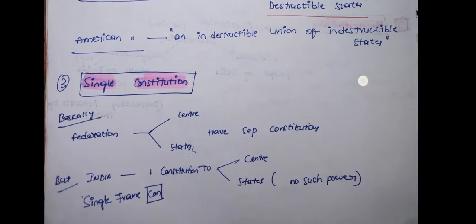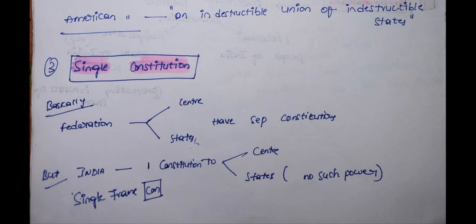And a single constitution. Basically, in a federation, the center and states have separate constitutions, separate powers, separate functions. But in India, there is one constitution only for the center and states also. There is no power for states to create a separate constitution. We are using a single frame.